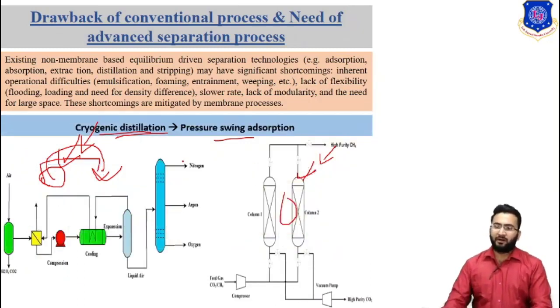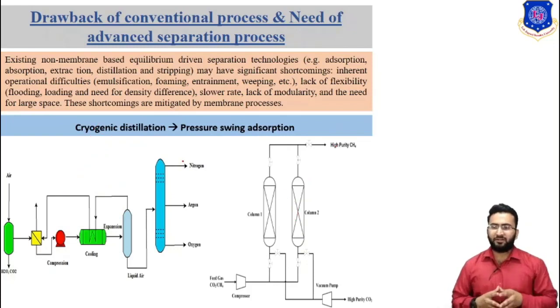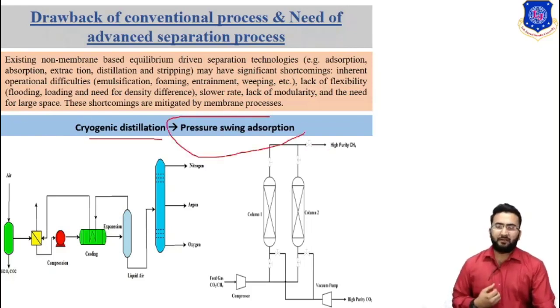Now let's talk about another technology, which is cryogenic distillation, which is replaced by pressure swing adsorption. Cryogenic distillation is used for the separation of gases, in which we do distillation by reducing the temperature. This process is quite costly compared to pressure swing adsorption. In cryogenic distillation, we have to use a compressor, which makes the fixed cost as well as the energy cost higher compared to pressure swing adsorption. And in pressure swing adsorption, we get comparatively higher purity than cryogenic distillation. So the cryogenic distillation technique can be replaced by pressure swing adsorption.